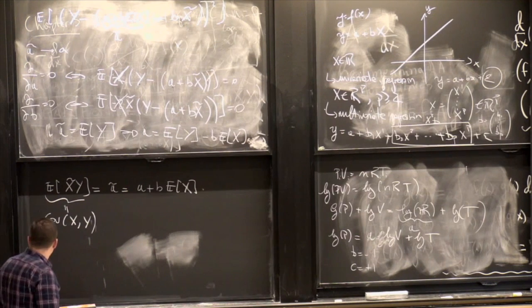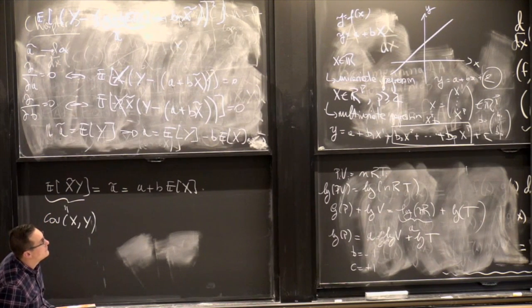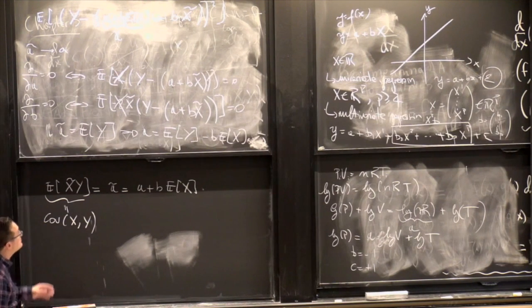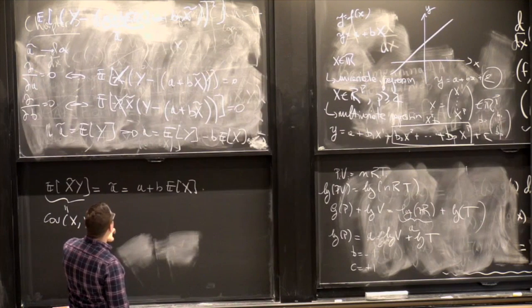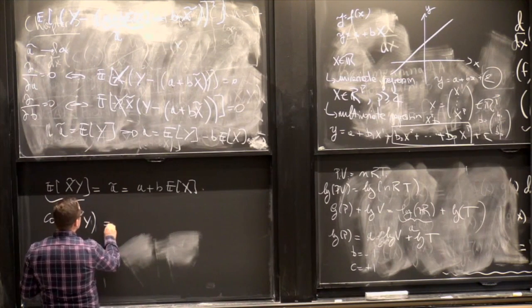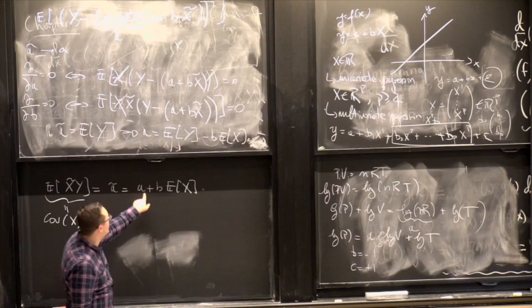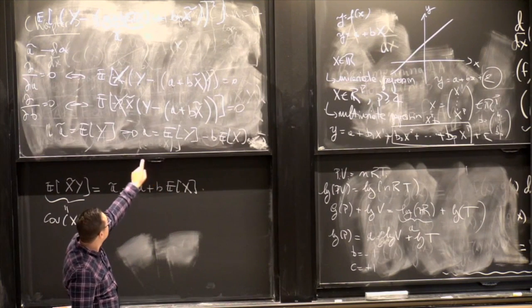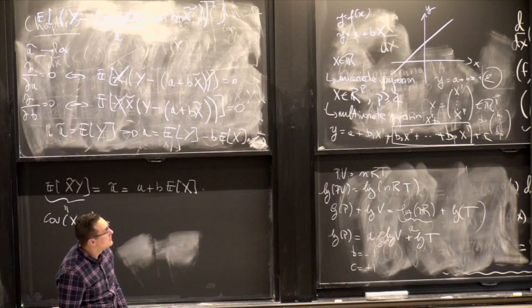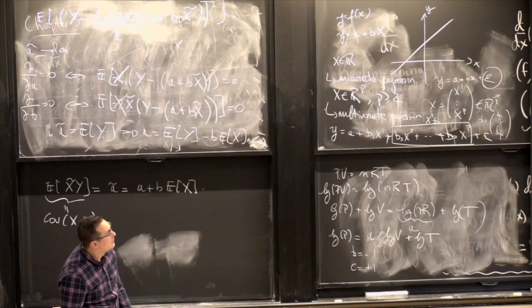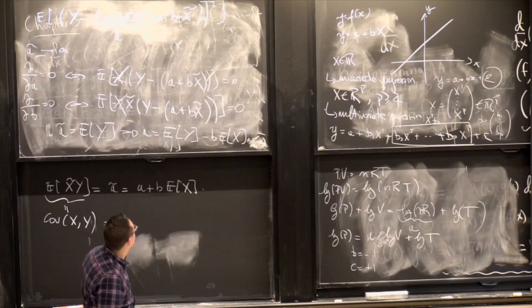So now I have everything I need, right? I'm sorry about that. Now I have two equations with two unknowns, and all I have to do is to basically plug it in. So the first equation tells me that the covariance of xy is equal to a plus b expectation of x, but a is expectation of y minus b expectation of x. So, well, actually, maybe I should start with b.